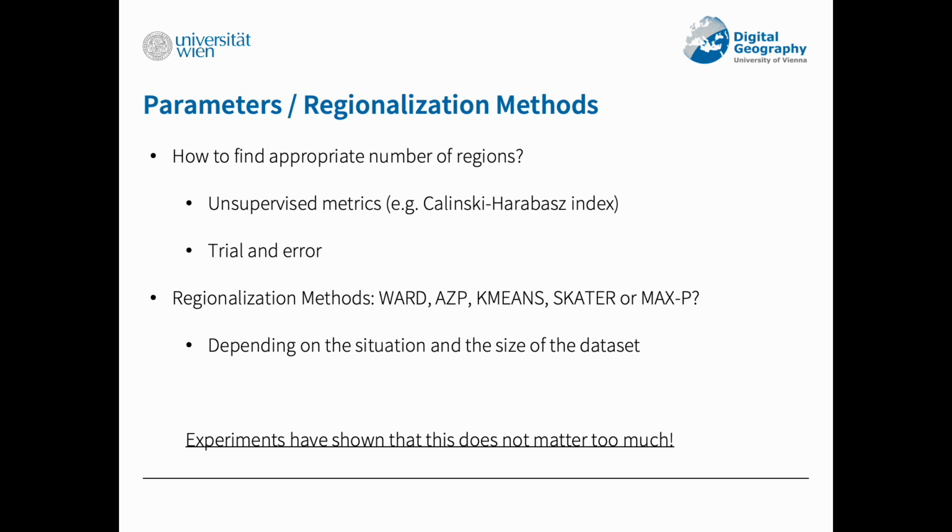Another question that needs to be addressed is which regionalization method to use. In the SPOPT Python package, there are currently 5 regionalization methods available: WARD, AZP, K-means, Skater, and MaxP. The choice on which one to use should be made depending on the situation and, more importantly, the dataset at hand. The size of the dataset is important as these methods have big differences in their computational complexity. Some of them only take a few seconds, others might take a few minutes or even hours, depending on the size of the dataset.